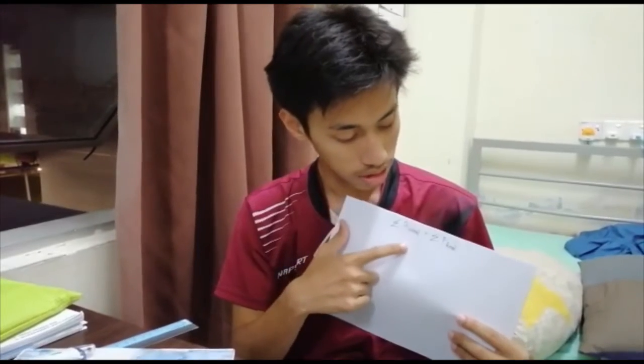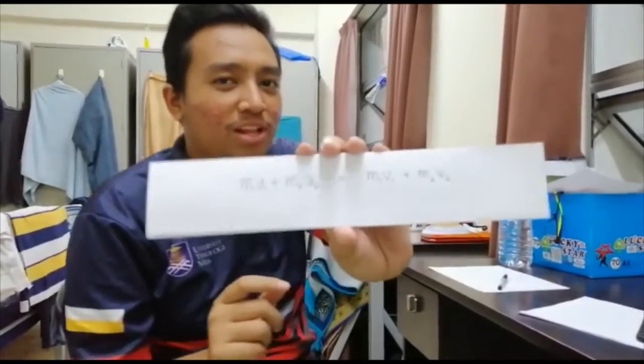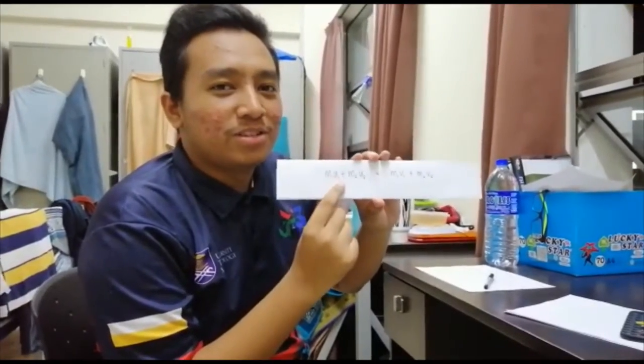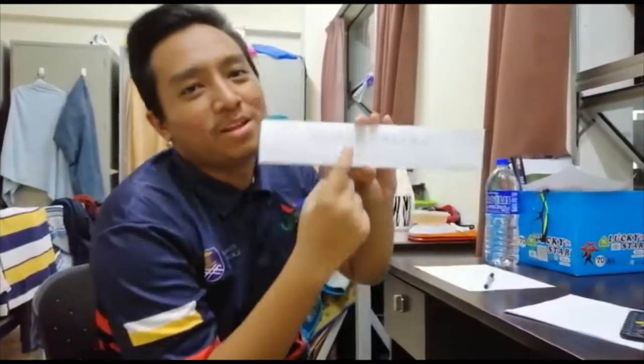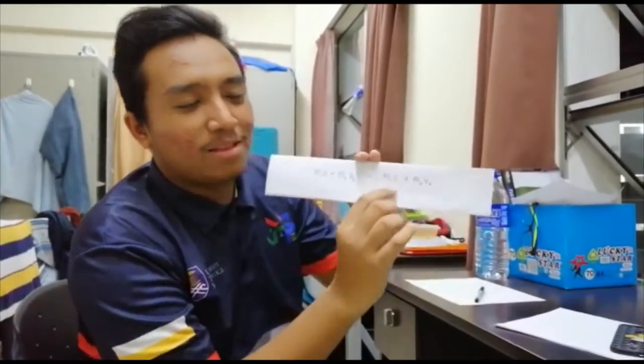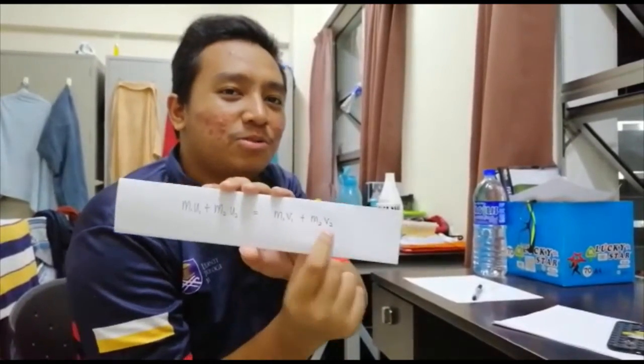In conservation of momentum, we know that total initial momentum equals total final momentum. And this is the formula: mass 1 times initial velocity 1 plus mass 2 times initial velocity 2 equals mass 1 times final velocity 1 plus mass 2 times final velocity 2.